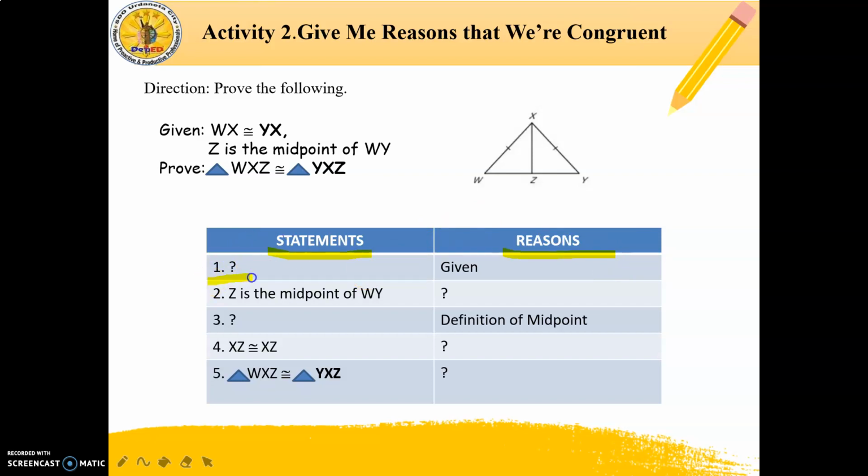Always remember that our first row starts with the given information. Babalikan nyo lang yung binigay dito, kung ano yung given. And the succeeding rows, yung mga sumunod, list down the other conclusions derived from the preceding statements, and they must be supported by valid reasons like definitions, theorems, postulates, and properties.